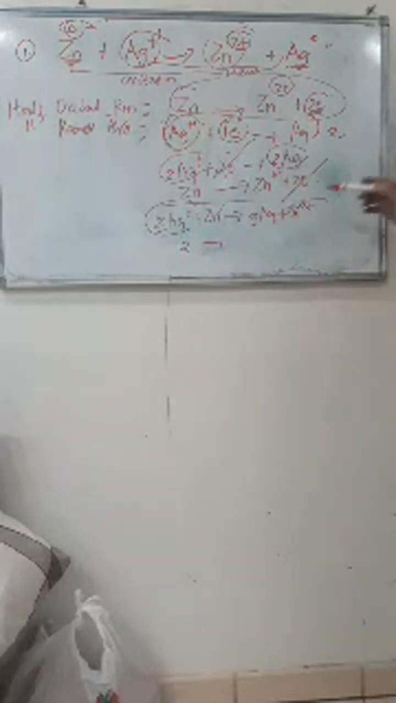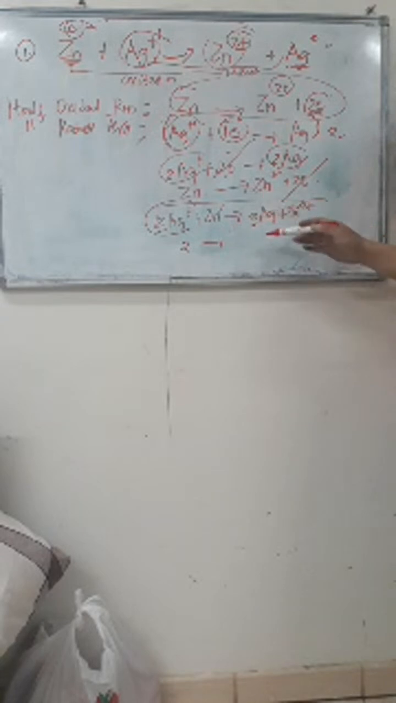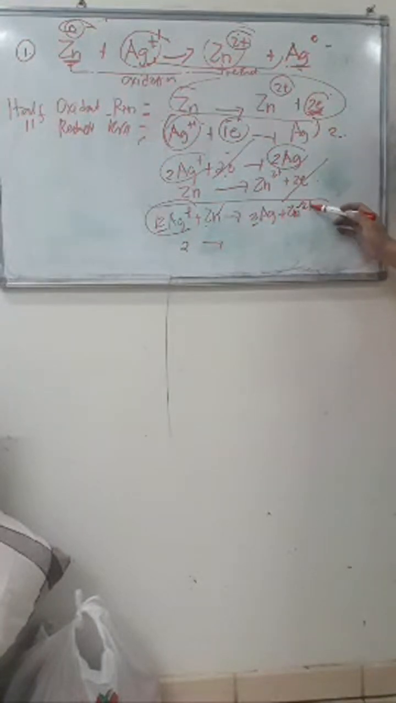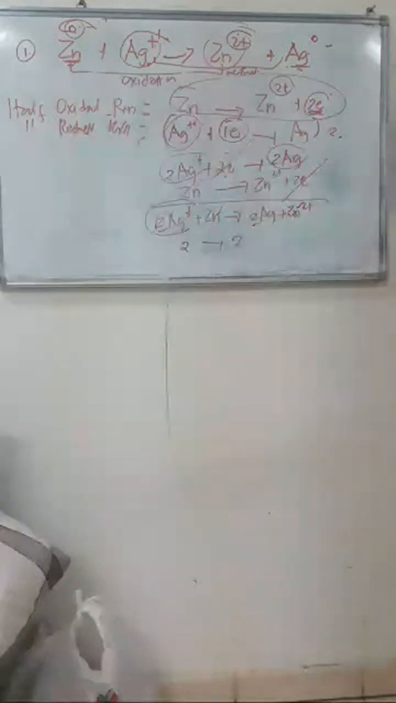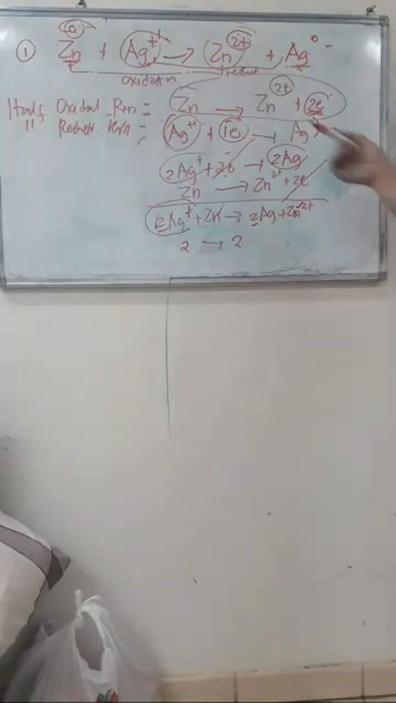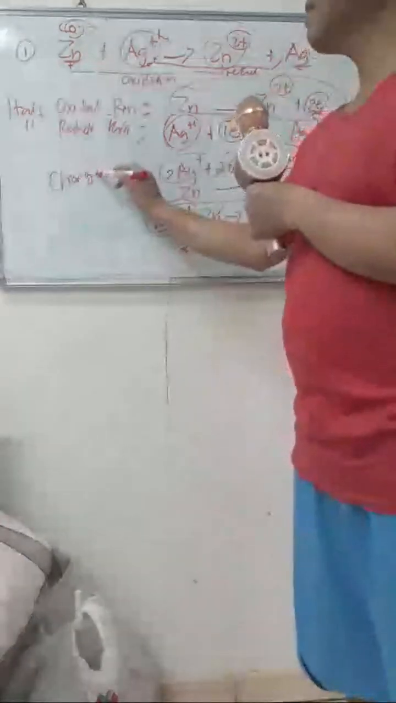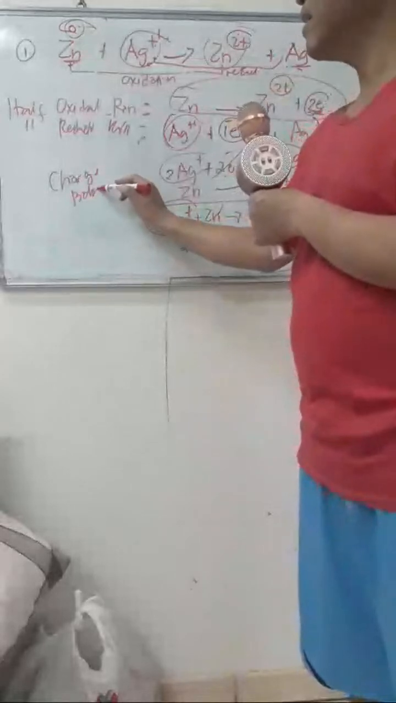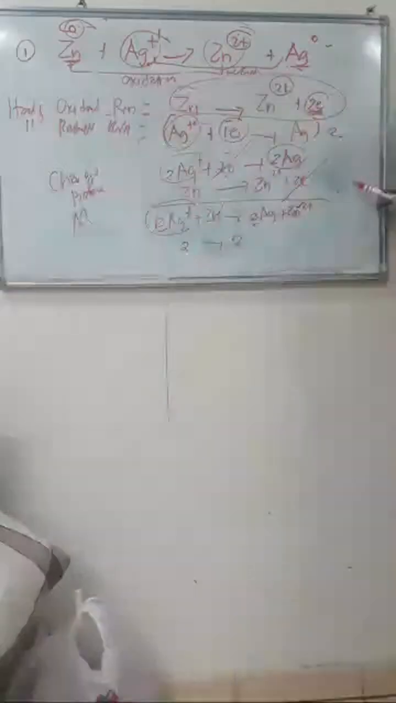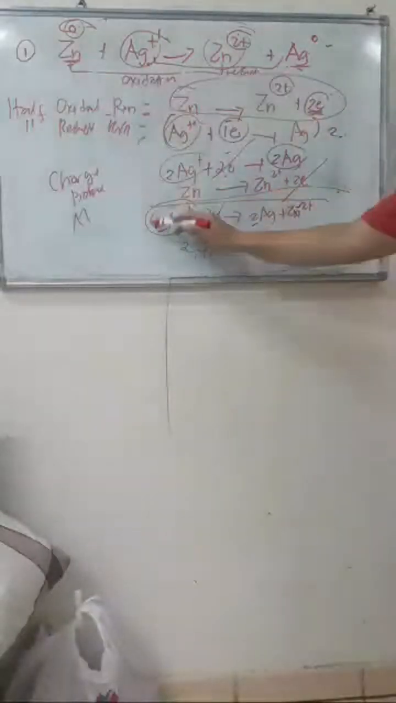Here, 2 Ag, no charge, 0. 0 times 2, 0. Okay. Zinc 2 plus times 1, 2. So the charge is balanced. 2 in the left, 2 in the right, 2 in the reactant, 2 in the product. So perfect. Our charge has been balanced. Charge balanced. And also the atoms balanced. So this is our net redox equation.